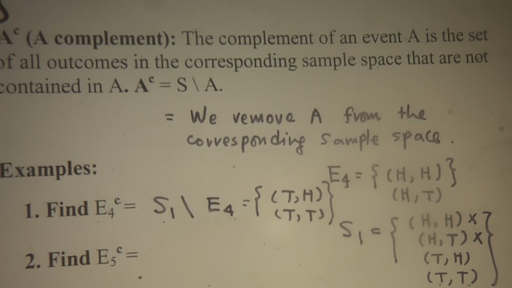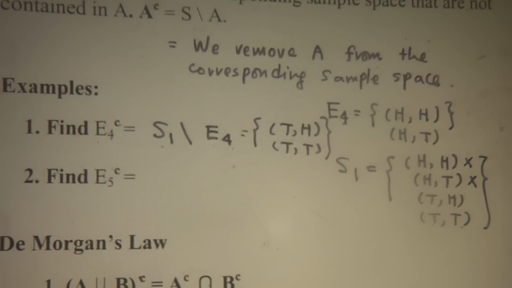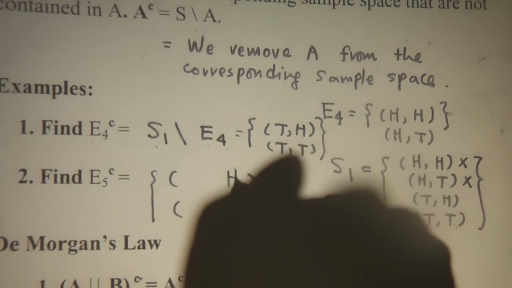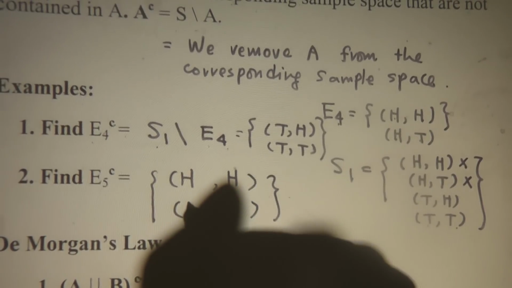Similarly, you can find E5 complement. However, here, I'm not going to use this approach again. I'm going to use a more direct way, using the definition. Remember, what is E5? E5 is, in random experiment 1, we see a tail on the second flip. So the complement is we see not a tail, we see a head on the second flip. As for the first one, it can be head or tail.